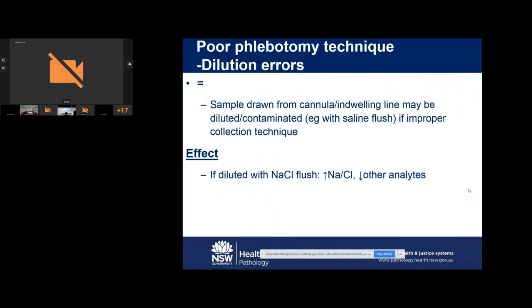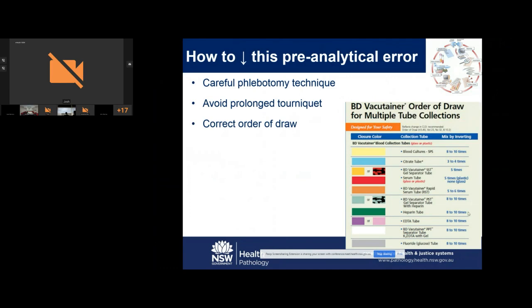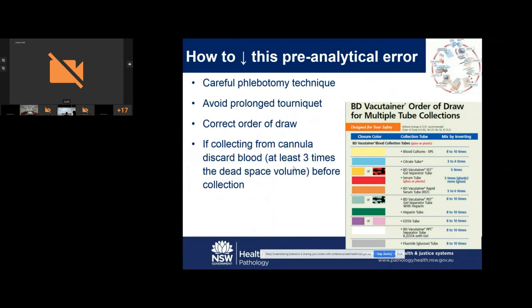So how do we prevent some of these phlebotomy issues? So careful phlebotomy technique, avoiding prolonged tourniquet, using correct order of draw. So this generally involves collecting serum, followed by plasma, and then finally your purple and grey top tubes. And if collecting from a cannula, make sure you discard some blood if it's been flushed or used, and at least three times the dead space volume before collecting your samples.